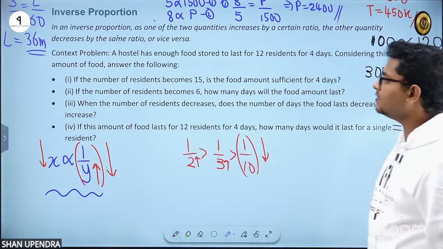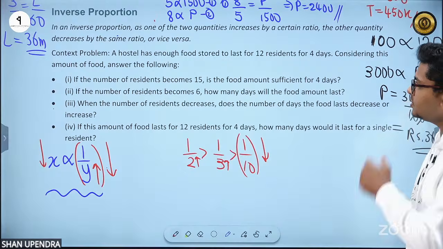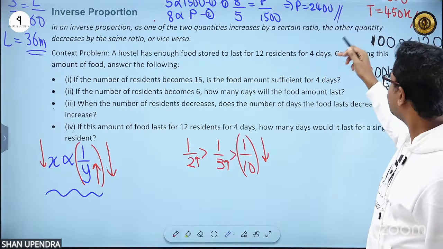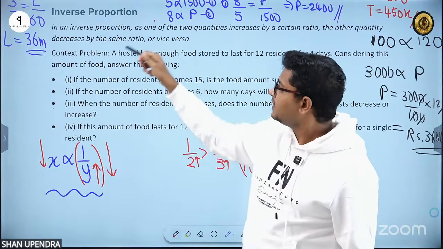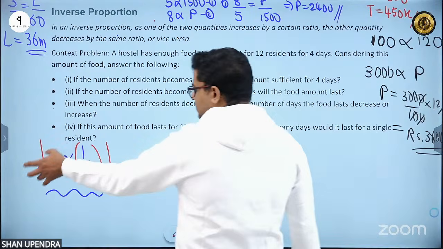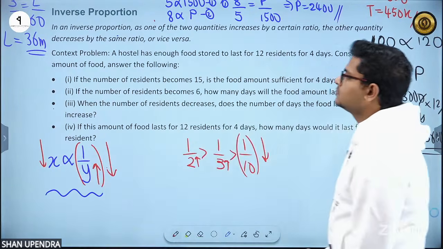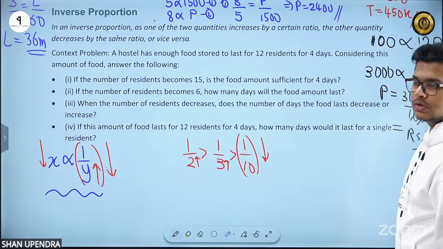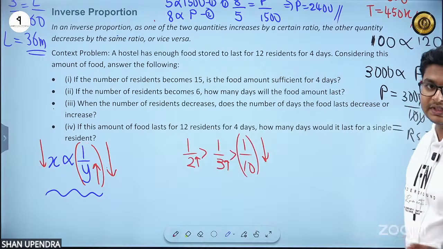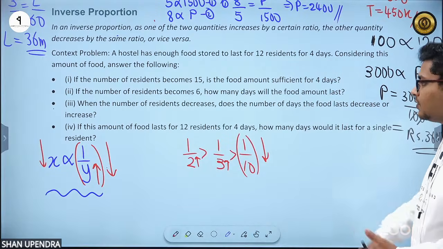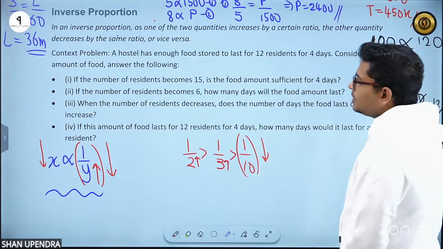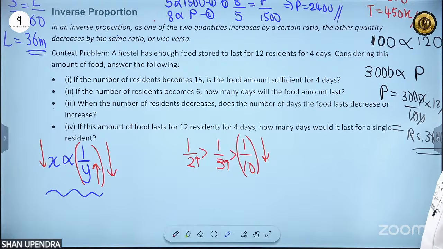In inverse proportion, as one of the two quantities increases by a certain ratio, the other quantity decreases by the same ratio, or vice versa. Vice versa means when you decrease this one, the other will be increased. You can represent that again using the same direct proportional mark, but as a 1 over relationship.